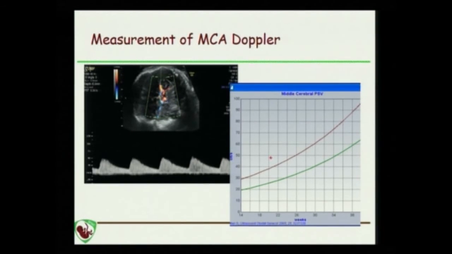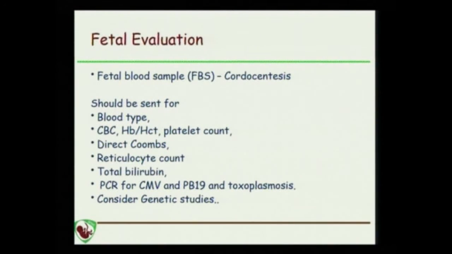And then it is plotted on a chart. It's important for us to know because there's no one definite cutoff for a given gestational age. The MCA PSV, the red line which shows 1.5 multiples of median, increases with advancing age. And so you chart it and you know that this baby is anemic and would require intervention. So then what do you do? You plan for a transfusion, and at that time you take a fetal blood sample by cordocentesis, and you should do various tests to know the blood type, the counts, direct Coombs test, the reticulocyte count and the bilirubin.